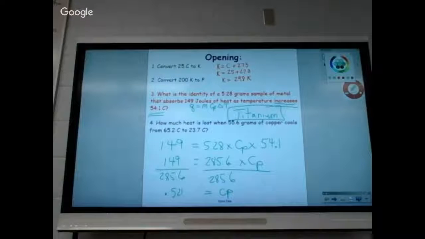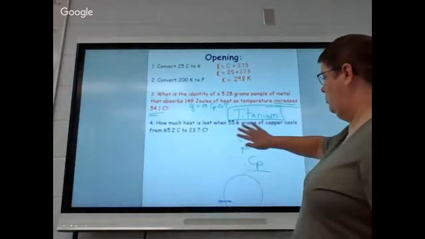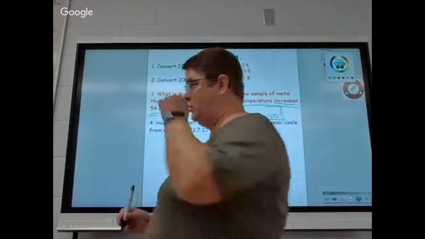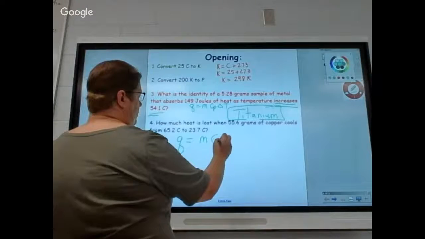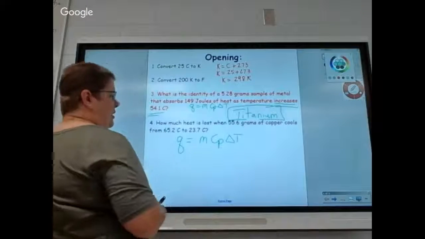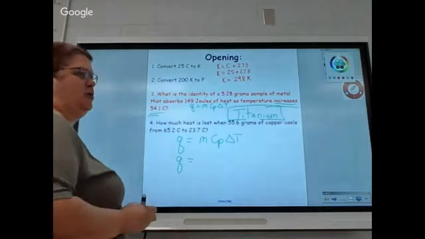Now in the next question where it says how much heat, for me to know significant digits and unit, because that one wants me to know a number. Everybody okay with number 3? Okay. Can I erase? All right, number 4 wants to know how much heat is lost. So what am I solving for in my formula if I'm solving for how much heat? Q. Solving for Q.